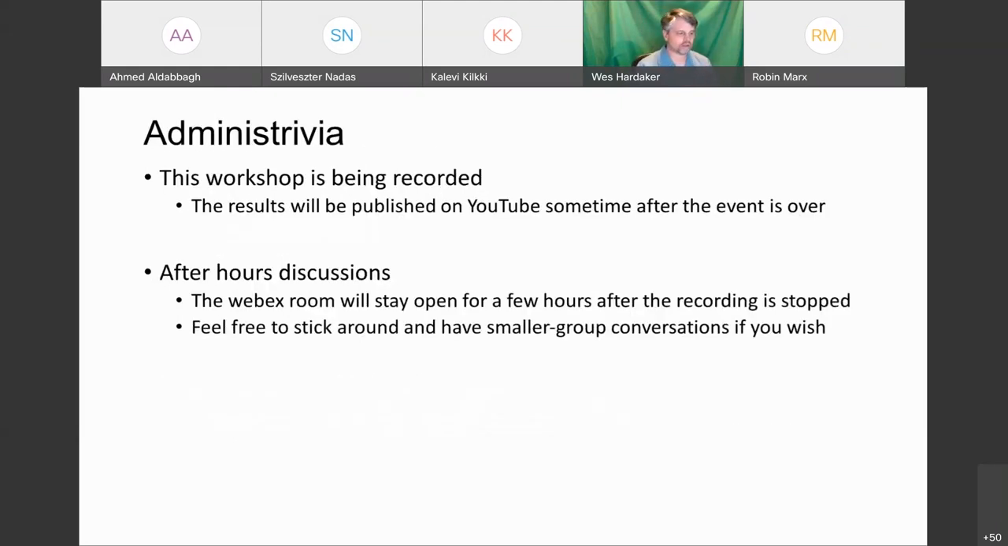A little bit of administrative matters. This workshop is being recorded. It's automatic. Yep, it's recording. We will publish the results to YouTube sometime after the event is over, working with the IETF Secretariat to make that happen. We will close the recording at the end of the workshop every day, but we will leave the room open for a few hours in case people want to stay around and have some smaller group conversations. Feel free to say during discussion time, let's continue this after the day is over, if you want a more informal discussion, and people can hang around and maybe brainstorm and follow on. We'll try and do that every day. It'll stay open for a couple hours, but the recording will be turned off.